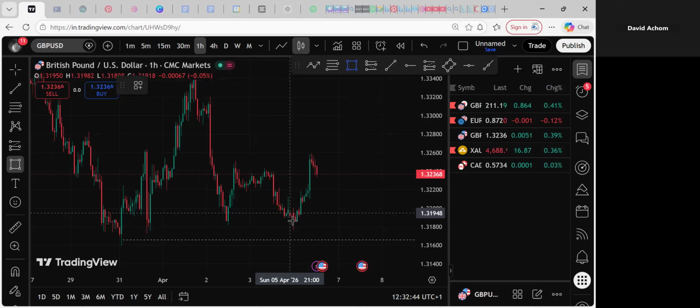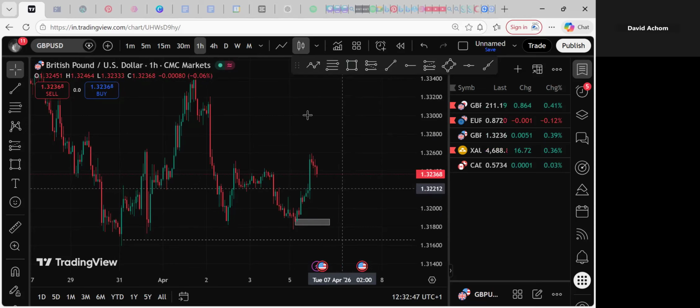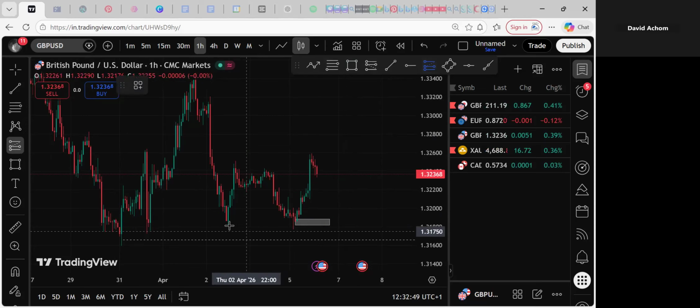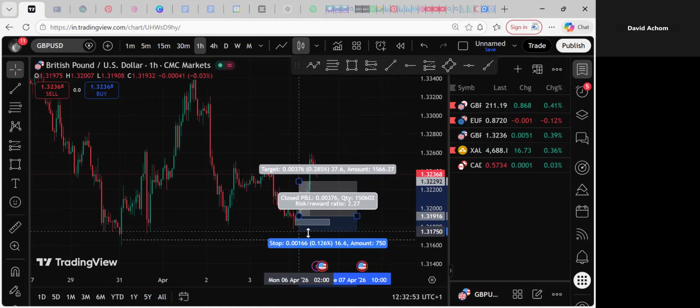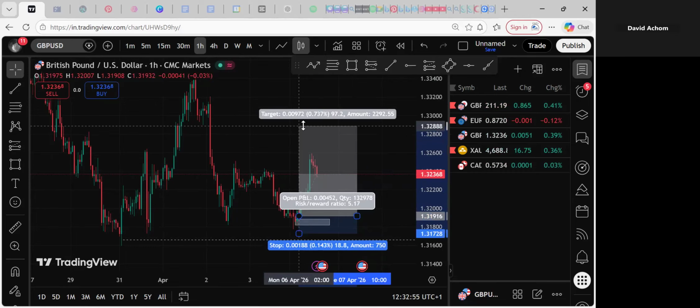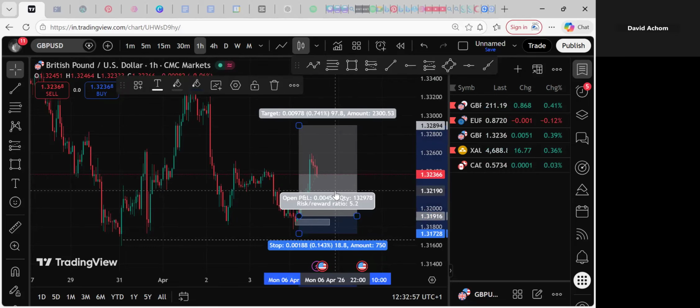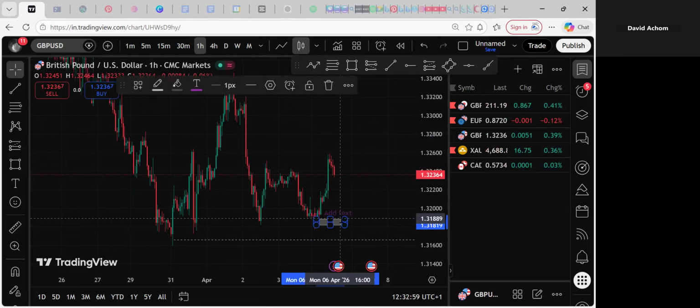We took the trade off this level here. We missed this initial bounce, so we took it off this level here. Our stop losses were just beneath here, and we're targeting this high. You can see how much profit we're currently running on right now. We're just with the students.